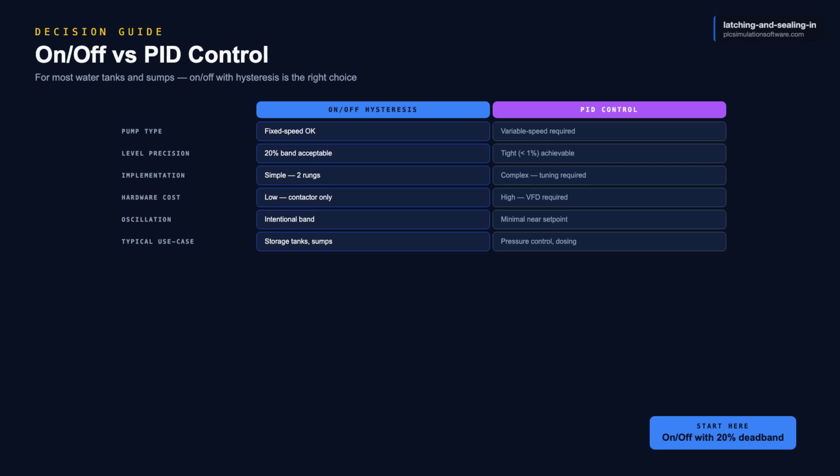Pressure-sensitive process applications. PID needs a variable speed pump or a control valve, more sensor cost, more tuning, more PLC processing. For most tank-level applications, on-off hysteresis is the correct answer. Reach for PID only when the process actually demands tight set-point control.